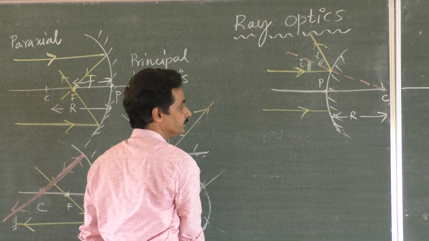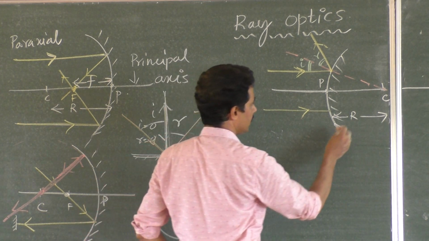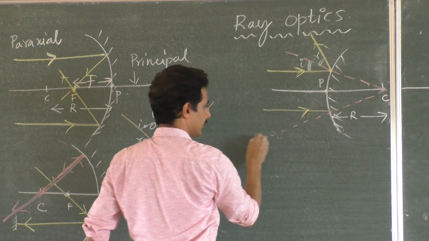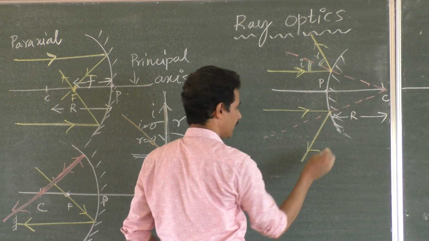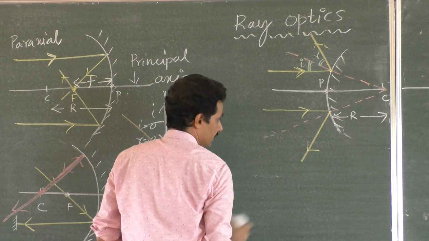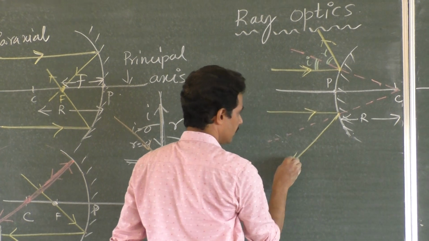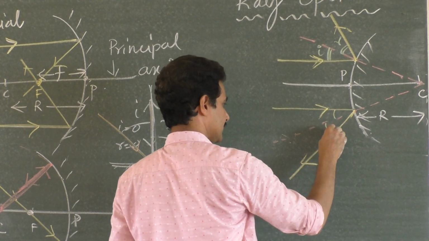Same rule. So draw a normal here. I have used pink color for the normal. Join this towards the center, and like this the ray of light should get reflected at the same angle, a little like this, right. This is the angle of incidence, and this is the angle of reflection.